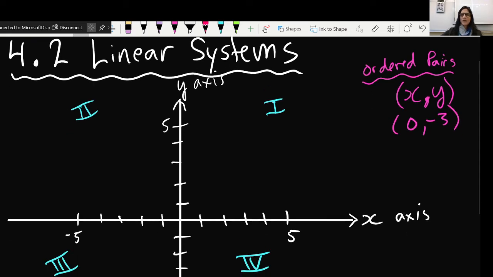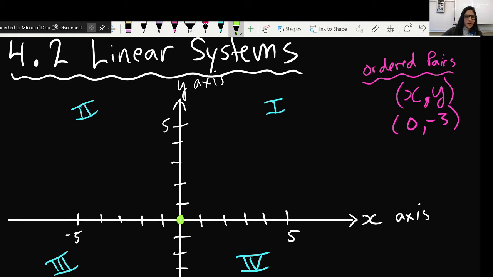Okay, so let's start with this example, 0, -3. If I asked you to plot this on the grid, would everybody know where to put that? Because basically this is like a set of directions or instructions for where to go. We always start at this point.